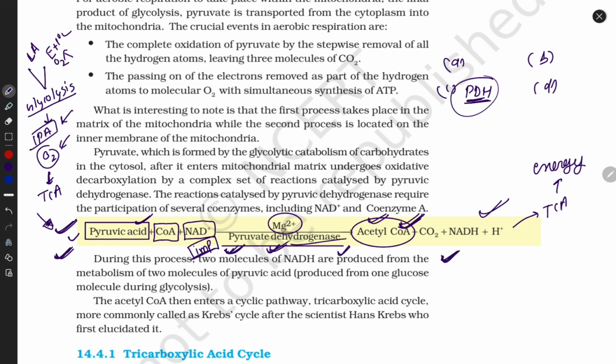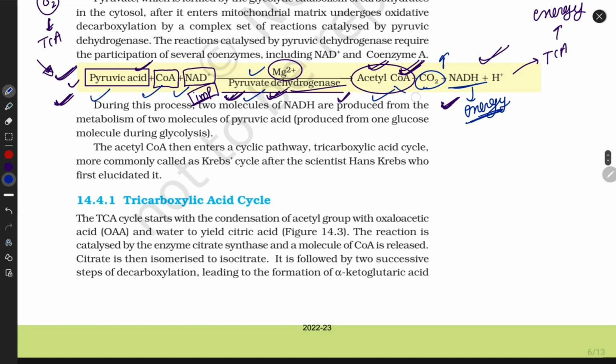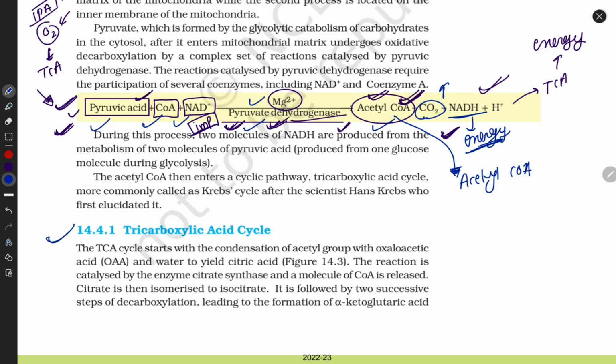This reaction is very important because due to the combination of pyruvic acid, coenzyme A, NAD plus, some enzymes and magnesium ion, we get acetyl coenzyme A, some CO2, which we remove, and energy also, guys. In this reaction we get energy. So how can you skip this? Now let's start, this is important. Now this acetyl coenzyme A goes where, guys? Your favorite TCA cycle. We can also call it the oxaloacetic acid cycle, OAA, because this is the first product of this cycle.